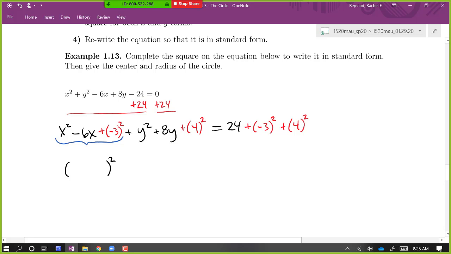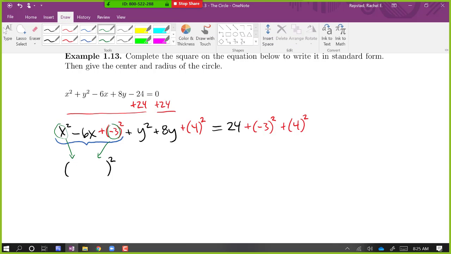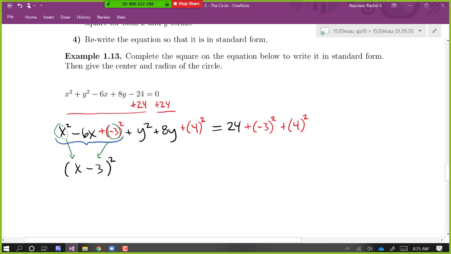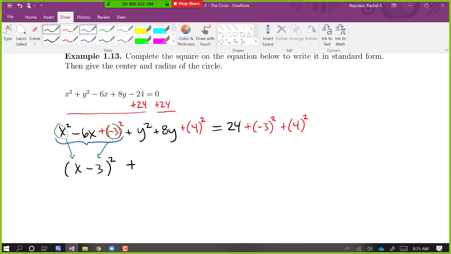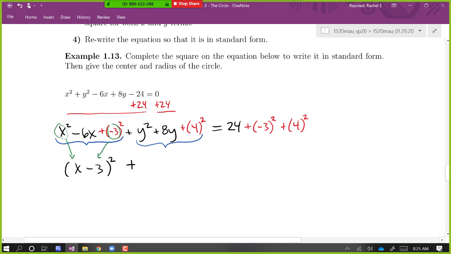Here's what a perfect square looks like. We just have to see what goes inside. Because we were clever in choosing this, I'm just going to grab that x and this minus 3. So inside I've got x minus 3. And you could check this. If you FOIL out x minus 3 squared, you'll get x squared minus 6x plus 9, which is what we have up there. Looking at the next grouping here, that's a perfect square. Inside the parentheses, y plus 4.